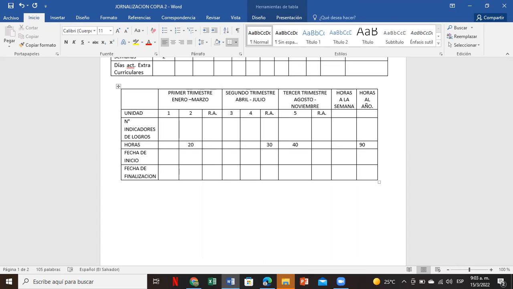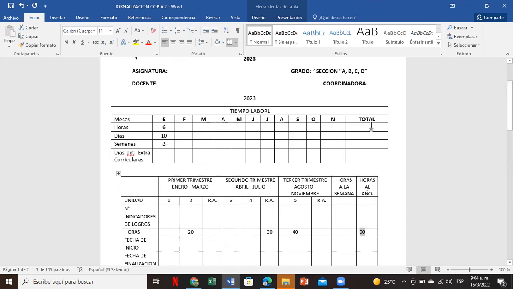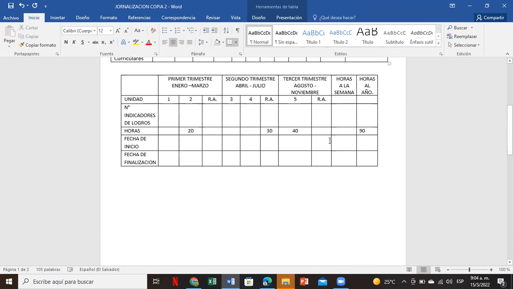If you are supposedly going to teach for 90 hours at the end of the year, but remember, the same total you got here must represent the same hours here. If you got 90 hours as a total, you have to reflect those 90 hours as a total too.